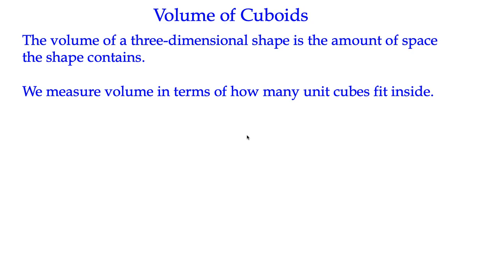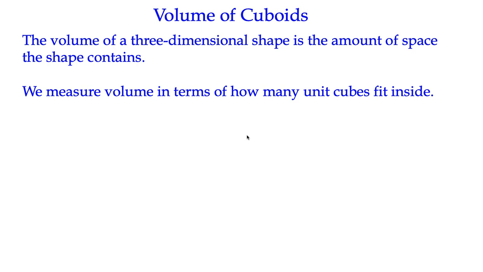Hi, in this lesson we're going to have a look at volume. We've studied area and perimeter of shapes. These are all two-dimensional features, flat shapes. We're going to have a look at cuboids first of all, which are effectively the most simple of the three-dimensional shapes we can look at.